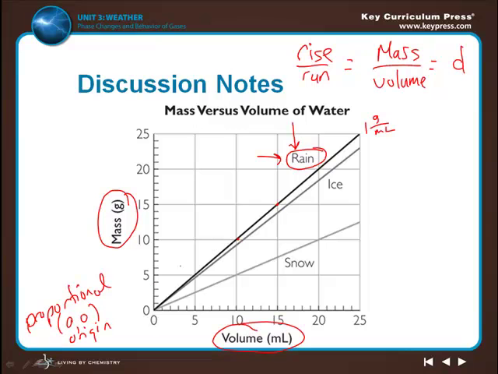So all of these relationships are proportional. For rain, this is the density of rain. For ice, the density happens to be 0.92 grams per milliliter. For snow, it happens to be 0.50 grams per milliliter. Snow has half the density of rain.